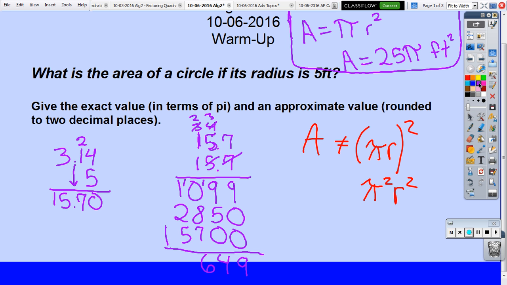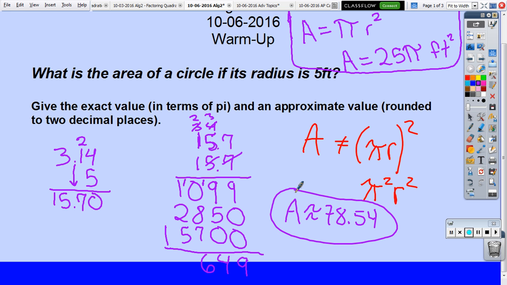What was that figure, Jonathan? 78.54. So the area is approximately 78.54. And did you use the pi key on your calculator or 3.14? I used the pi key. Go ahead and use the pi key, because the pi programmed in the calculator is much more accurate than 3.14. And then what you do is round the value. So here's the approximate area.